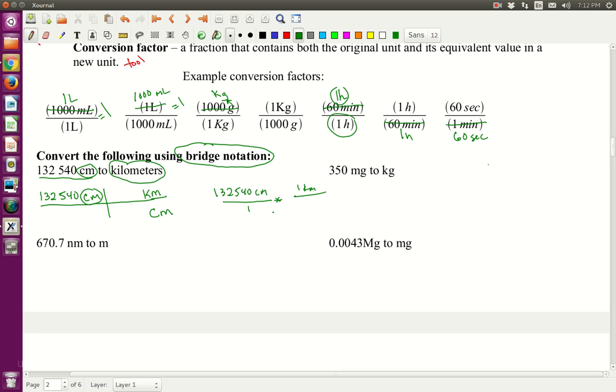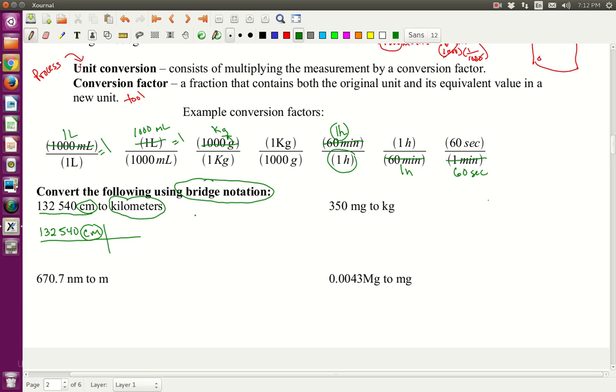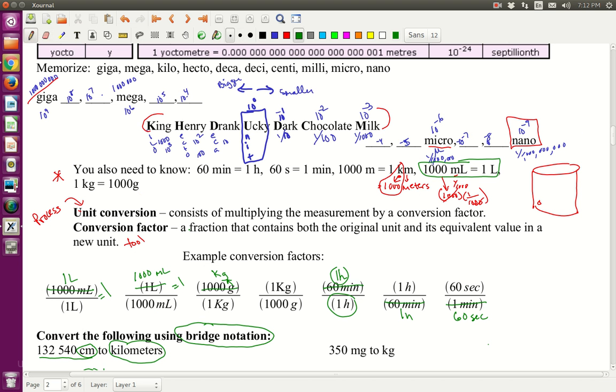Now, centi means 100. So it takes 100 centimeters for 1 meter. So I'm not going to go directly to a kilometer in this case. I'm actually going to need to make this more of a two-step process. So I started off writing it like that. Then I realized, okay, wait a minute, I can't go directly.